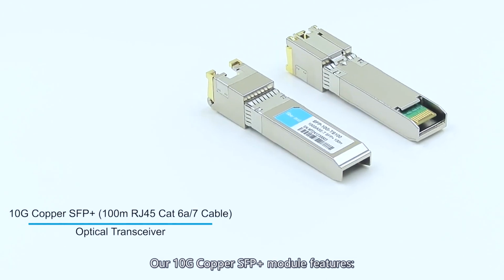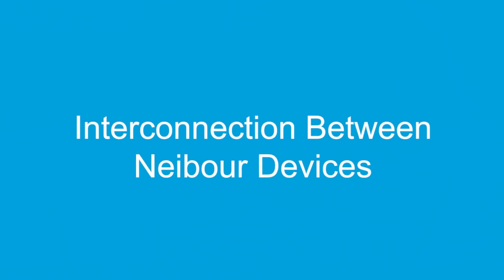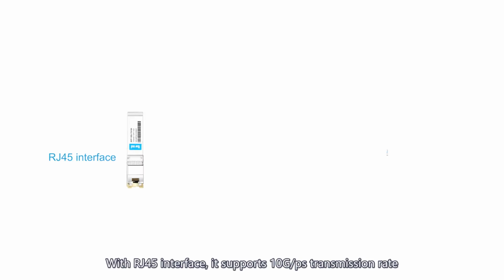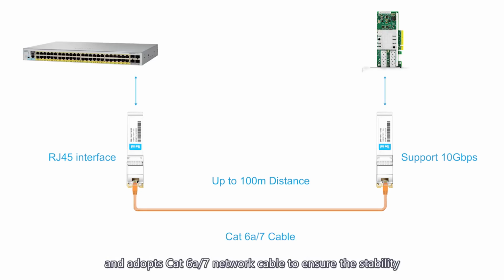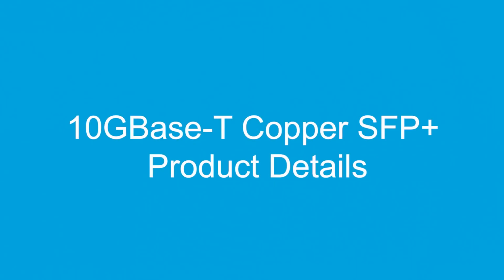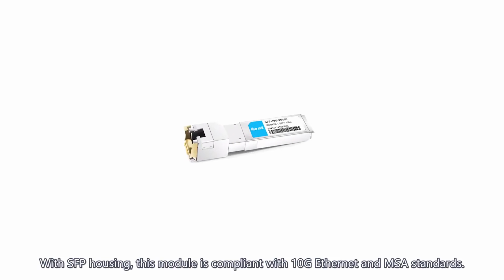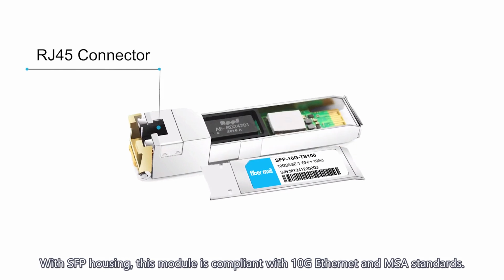Our 10G Copper SFP+ module features an RJ45 interface. It supports a 10 Gbps transmission rate and can achieve up to 100 meters of transmission distance, and adopts Cat6A/7 network cable to ensure the stability and reliability of network connection. With SFP housing, this module is compliant with 10G Ethernet and MSA standards.